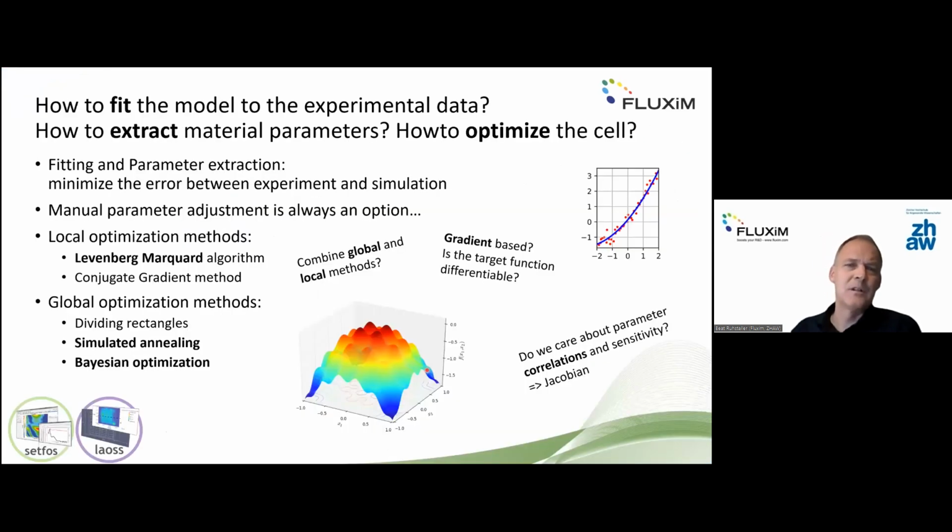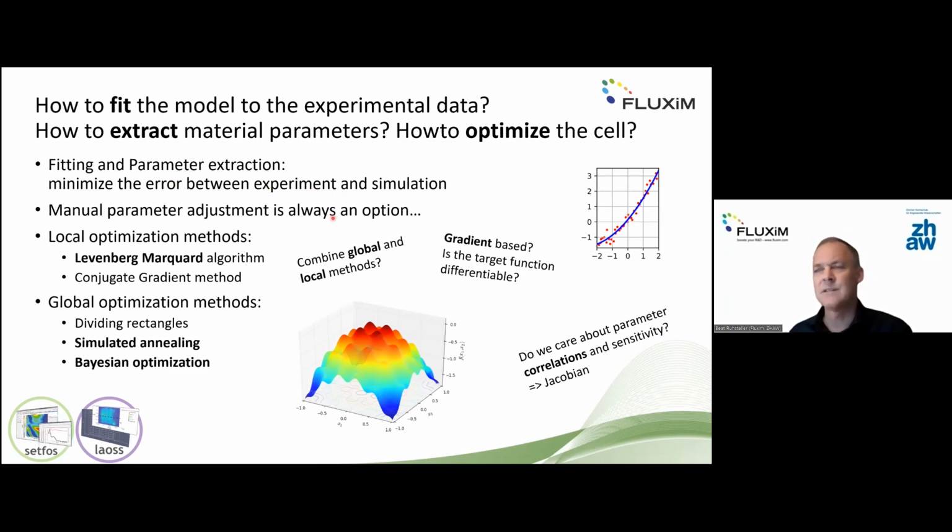But some general comments about fitting. What do we mean with fitting? We mean we want to minimize the error between the experimental data and the simulated data. And if this error is minimized, then we are happy with the fit, and we can take the model parameters as extracted parameters. So this is actually an optimization problem where we minimize the error between experiment and simulation.